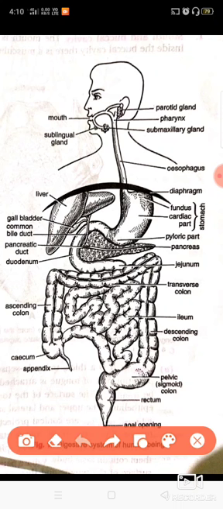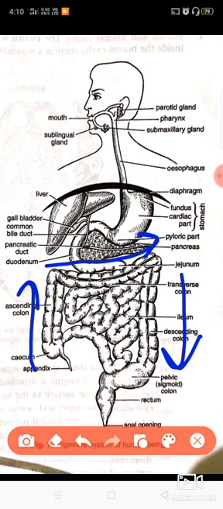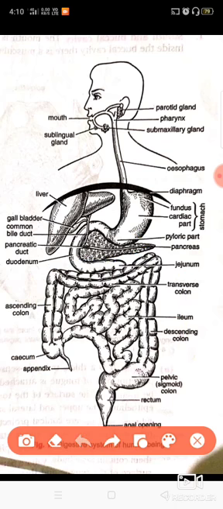So all the remaining parts of the food which can be required by our body are absorbed when the food travels through this part. Okay, colon: ascending, transverse, and descending. Don't get confused. Ascending means going upwards, transverse means parallel, and descending means going downwards. So these are the parts of the large intestine which move upwards, parallel, and downwards. So this is the complete colon.